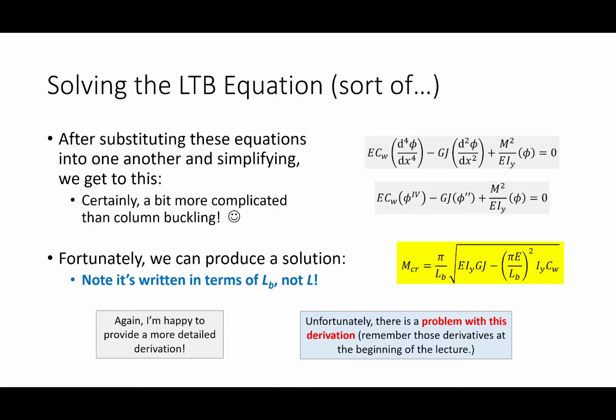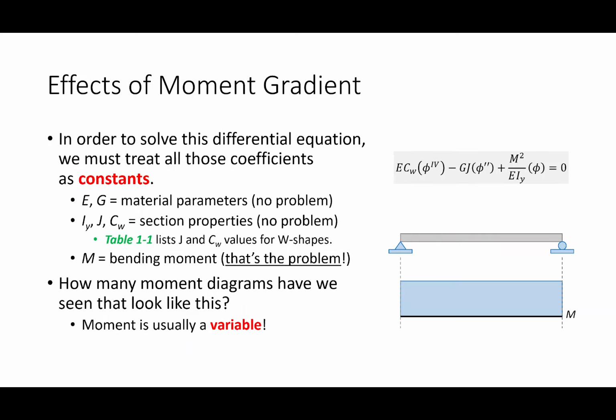Wait a minute. I conveniently didn't talk about that, did I? I didn't talk about the moment. Is the moment a constant along a beam? That's the problem. How many moment diagrams did we deal with last semester that looked like that? Did we really have any problems like that in CE 312? Not really, right? Moment diagrams are like this, or like that, or some sort of shape to them, right?